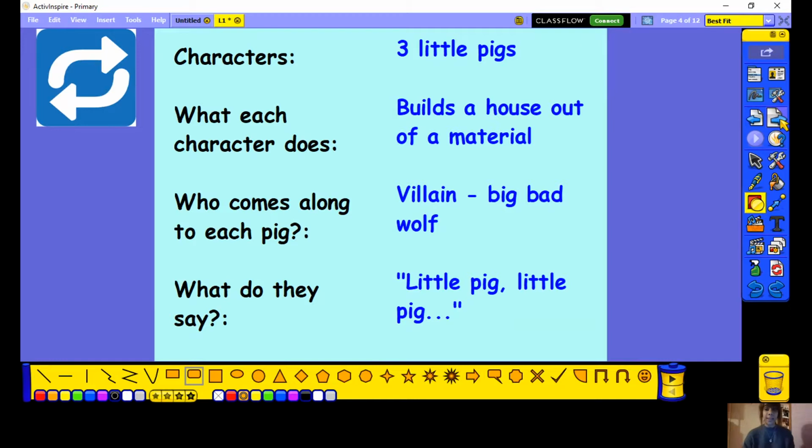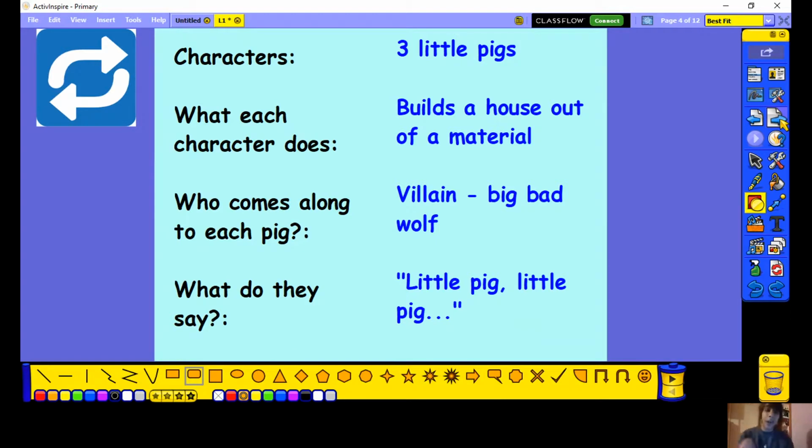What do they say? Now, both the pigs and the wolves repeat things. The wolf says things like, "Little pig, let me come in." The pigs say, "Not by the hair of my..." Really hope you joined in there. And I'll huff and I'll puff and I'll blow your house down. All of those things get repeated. So it's almost like the same mini story happening in this traditional tale.